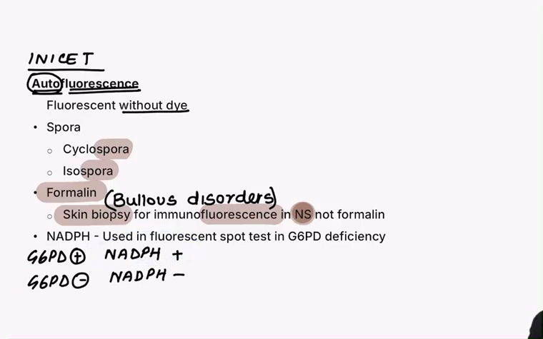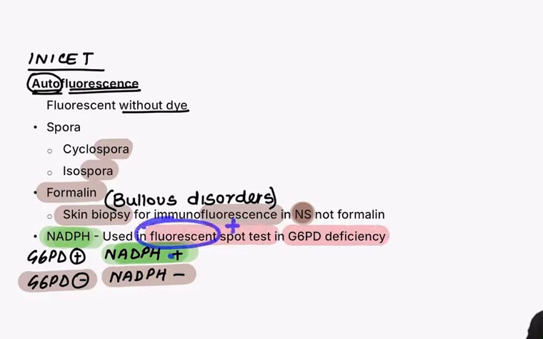But people with G6PD deficiency anemia, who don't have any NADPH in their body, if I take their blood and look at it under ultraviolet light, they will not show me any shine or any fluorescence, which means NADPH is fluorescent. That is why for G6PD deficiency anemia, we do a blood test known as the fluorescent spot test, which tells me that if you see the fluorescence, this means your NADPH and G6PD are working fine and you are good.